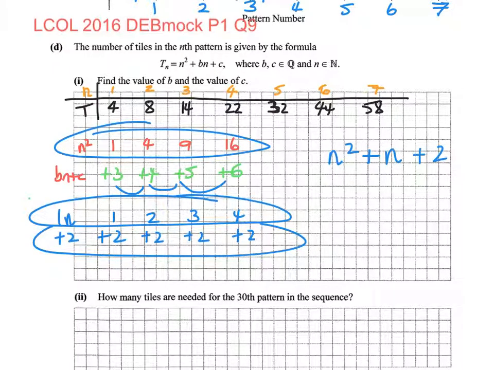And just for completeness' sake, since it asks us for the value of b, b is 1, and they asked us for c, c is 2. Whatever formula you come up with, they're just wanting the 30th term. So the 30th term is just substituting 30 into the formula that we found, and you just work that through.